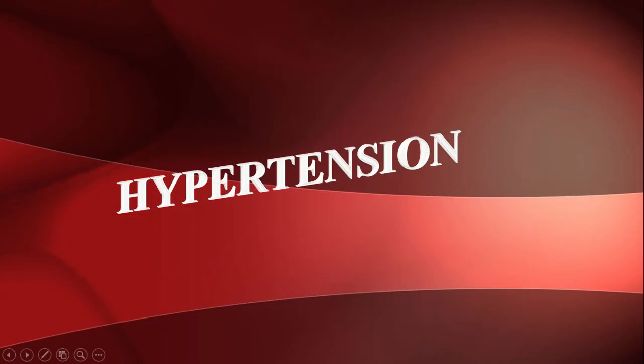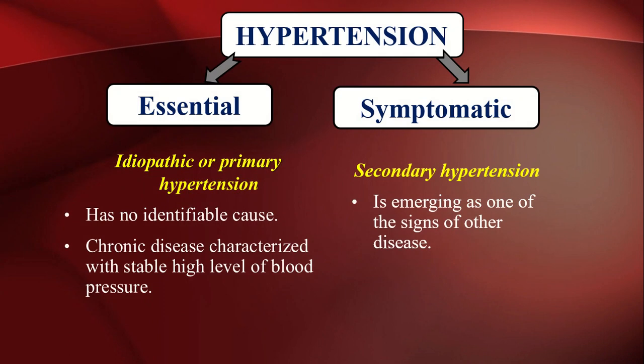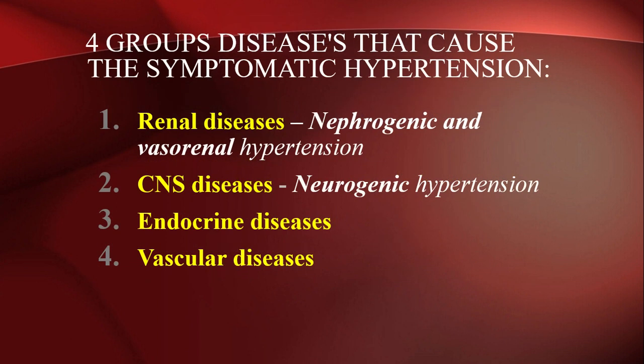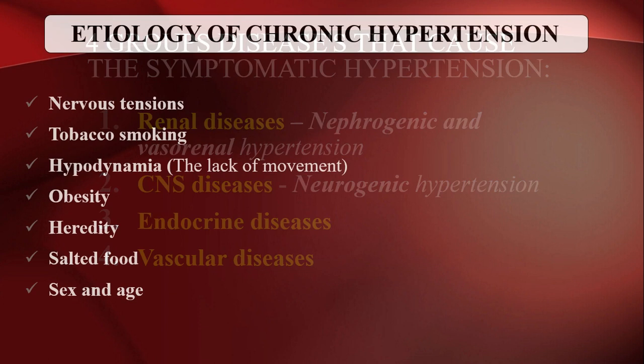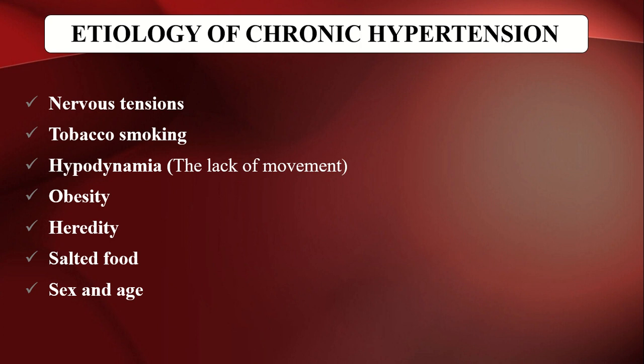Now, let's discuss hypertension. There are two types of hypertension, the essential and symptomatic, or we call them the idiopathic or primary hypertension and secondary hypertension. The idiopathic hypertension has no identifiable cause. This chronic disease is characterized by a stable high level of blood pressure. But secondary hypertension emerges as one of the signs of another disease. There are four groups of diseases that cause symptomatic hypertension. First, renal disease, nephrogenic and vasorenal hypertension, central nervous system diseases, neurogenic hypertension, endocrine diseases, and vascular diseases. Etiology of chronic hypertension: nervous tensions, tobacco smoking, hypodynamia, obesity, heredity, salted food, sex, and age.